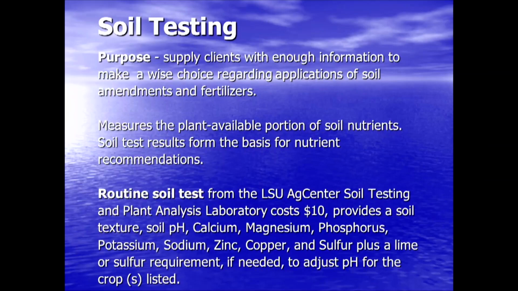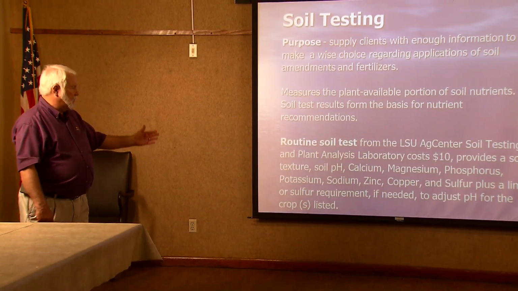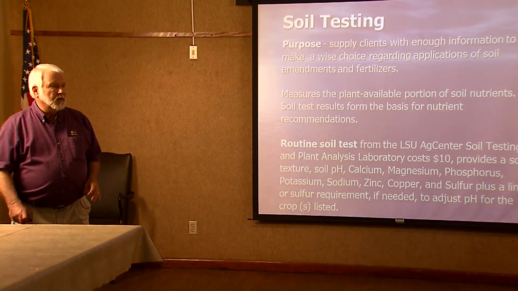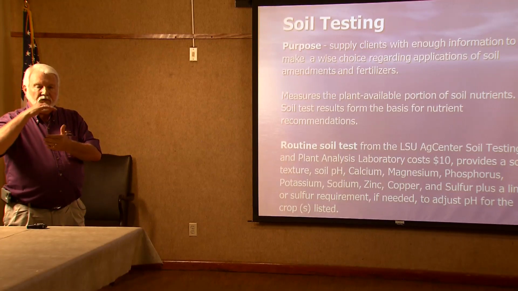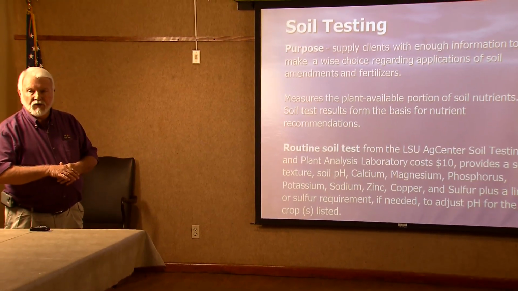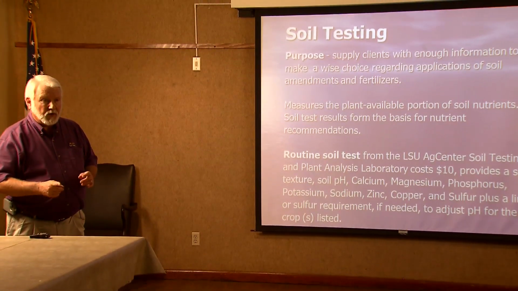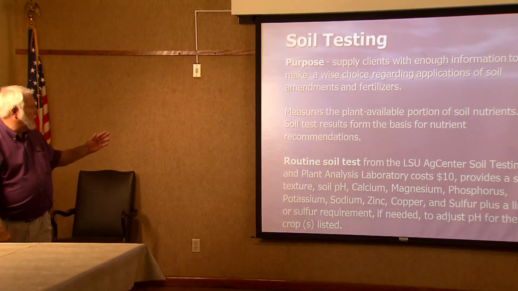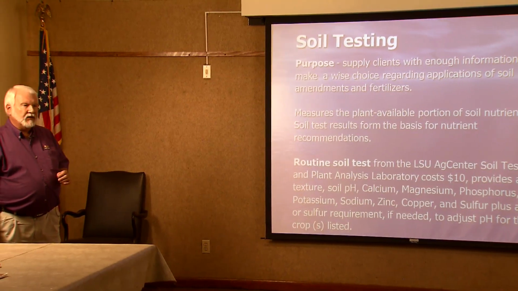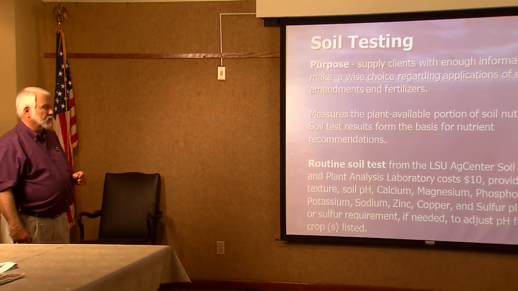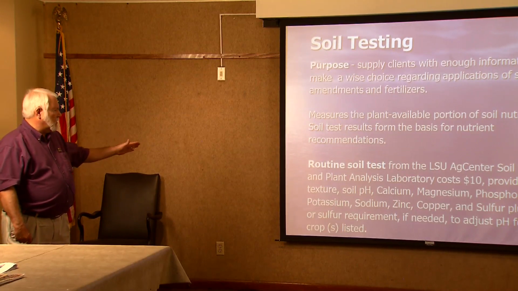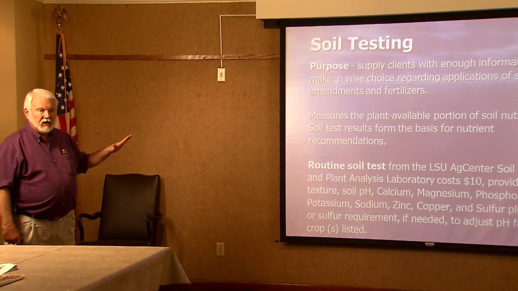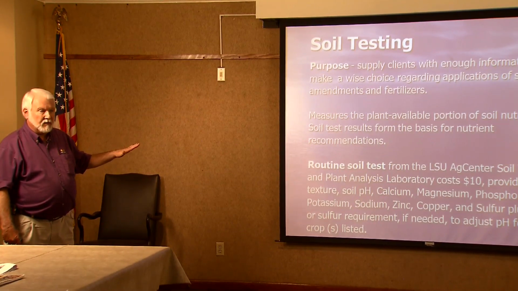A routine soil test at LSU gives you a soil texture for some of the samples. Now, the mail-in samples that you mail into the lab in the little sample box will not have a texture on it. A texture does get run by the lab, but it's just not reported on that form. But it will give you the pH, calcium, magnesium, phosphorus, potassium, sulfur, sodium, everything that's listed for $10. $10 is a good investment to know where you're starting from.